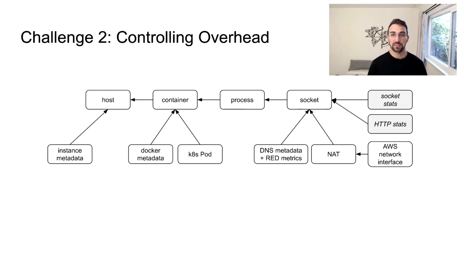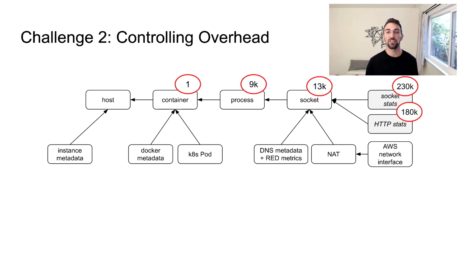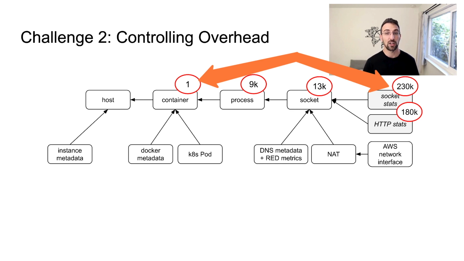Another challenge we faced was how to reduce overhead. We measured live systems, and for every container update, there were thousands of process and socket updates and hundreds of thousands of socket activity reports. As you can imagine, if you encode container information on every socket report, you could be spending a lot of time fetching, encoding, and decoding container metadata.